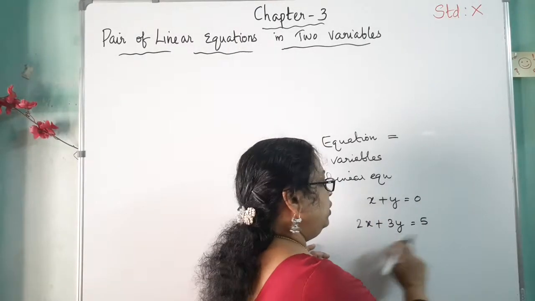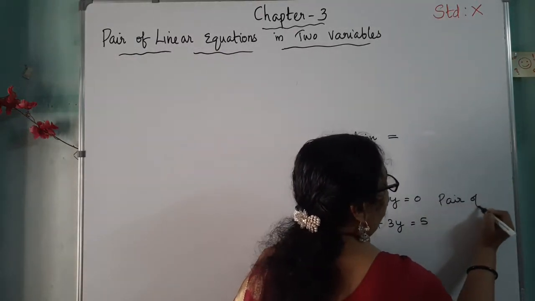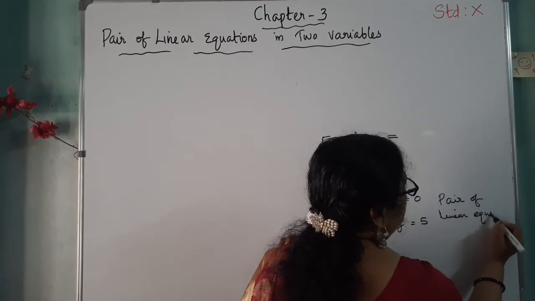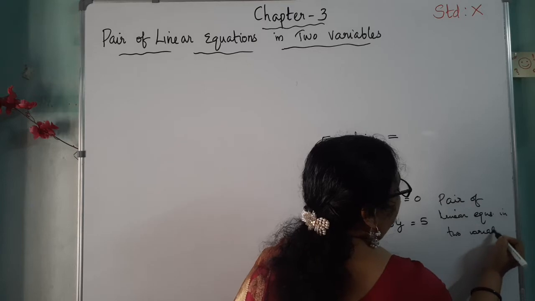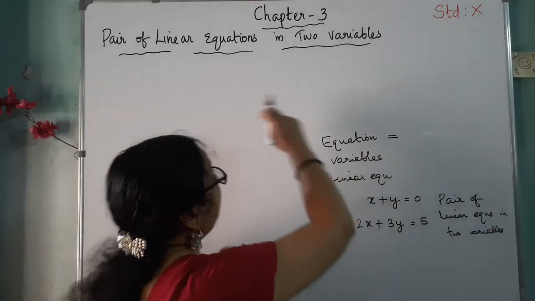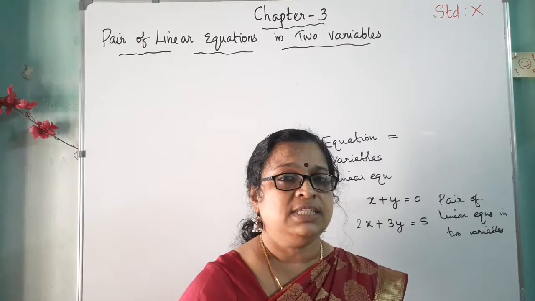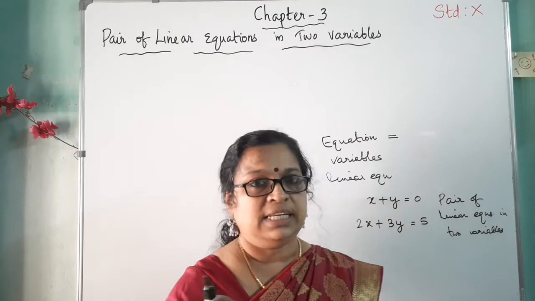Then these two equations together we can call pair of linear equations in two variables. That is our title, pair of linear equations in two variables. Last year we studied that representation of linear equations graphically, that is a straight line.